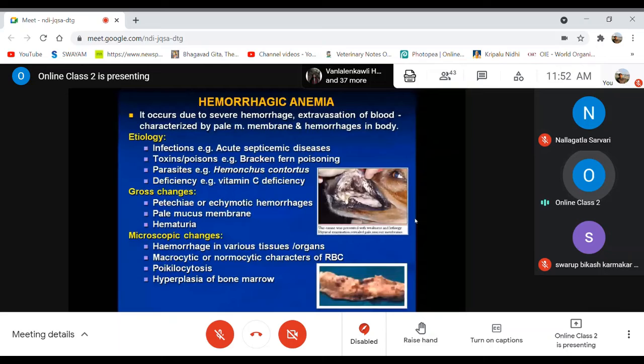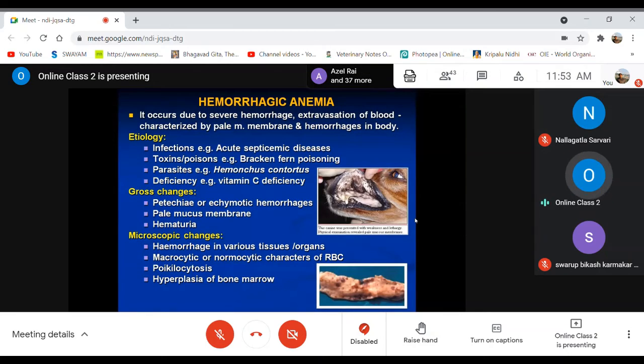Then the next type of anemia is hemorrhagic anemia. You know hemorrhage, what is hemorrhage? That means extravasation. After the breakage of the vessel walls, RBCs come out. Blood cells, mostly the RBCs, come out of the vessel. That is what we call hemorrhage. So due to severe hemorrhage, there is breakage of the vessel walls and extravasation of the blood, meaning blood coming out of those vessels.